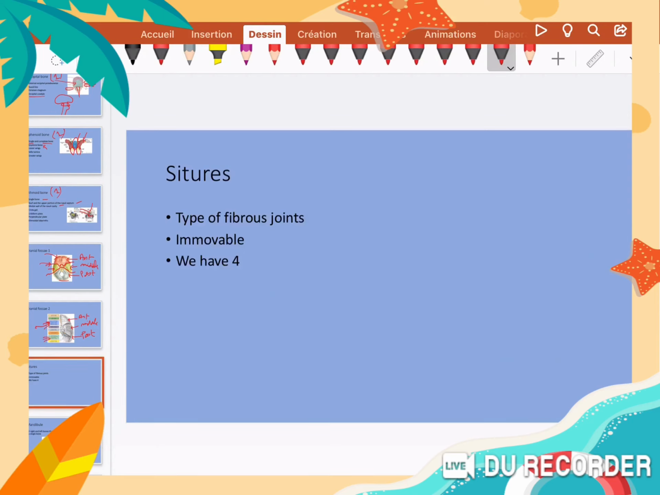Okay, now let's move to sutures. Sutures are a type of fibrous joint.